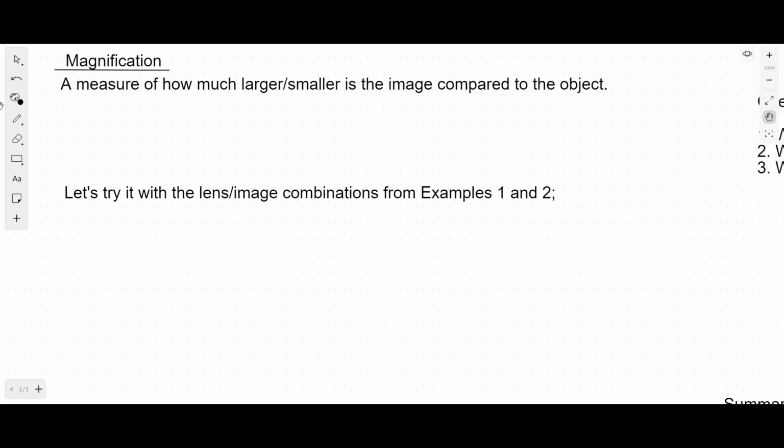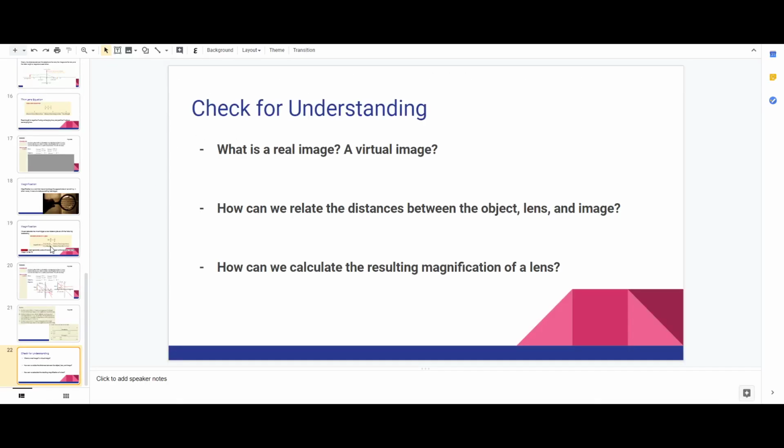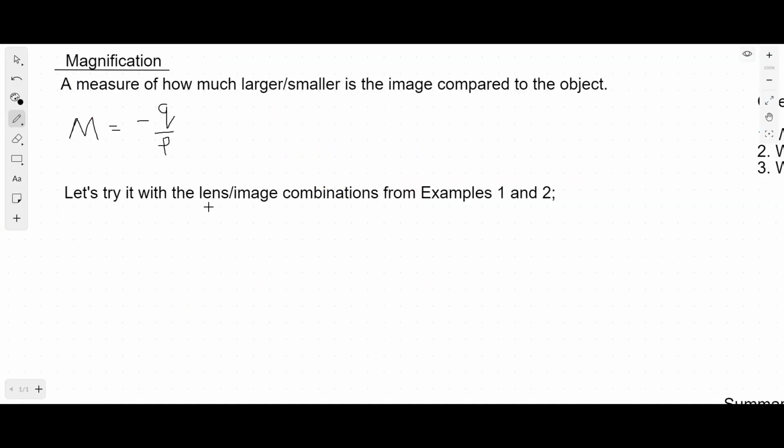It's called the magnification, and magnification is a measure of how much larger or smaller the image is compared to the object. The equation is simple. Big M stands for magnification, M equals negative Q over P. Let me fact check that real quick. Yep, that's right. M is negative Q over P. Q is still the same as it was before, P is still the same as it was before, and M stands for the magnification.